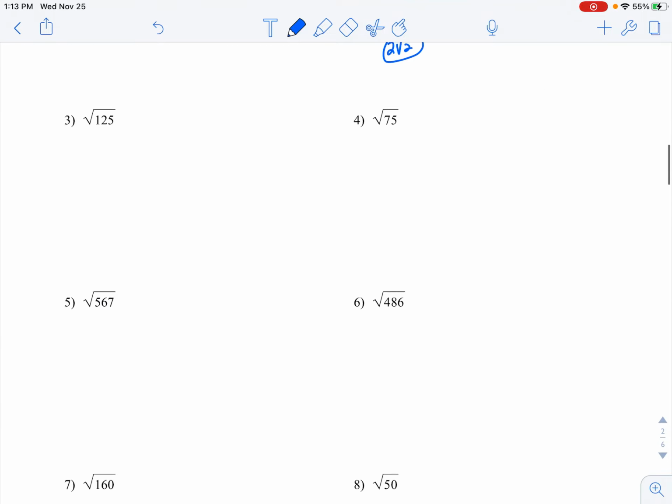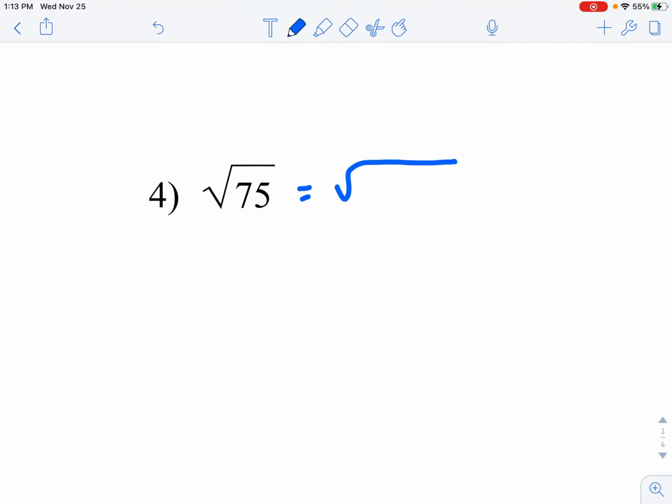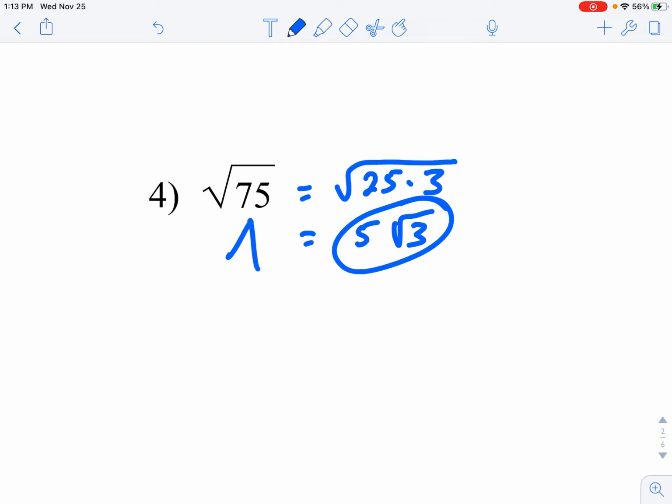All right, let's look at number 4. Same thing. Think about the number 75. Can you think of any way to break it down? Well, if you deal with money, pennies, quarters, nickels, dimes, 75 cents is 25 cents times 3, right? 3 quarters. Square root of 25 is 5. Square root of 3 you can't do. There's your answer.